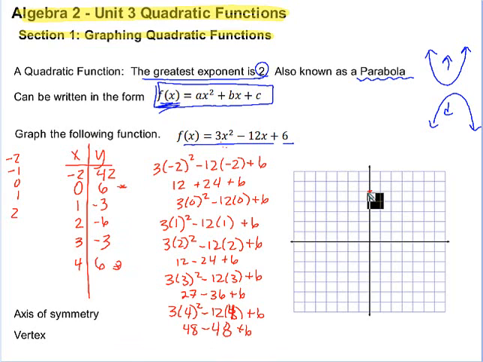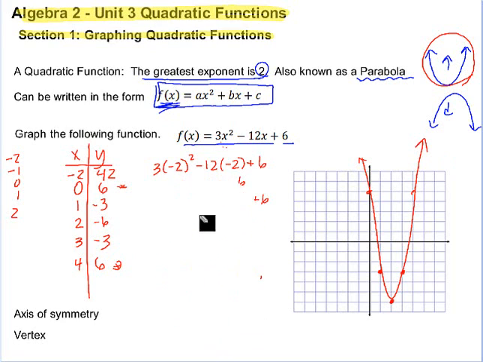So we have the point 0, 6, and the point 1, -3, the point 2, -6, the point 3, -3, and the point 4, 6. So it does look like this parabola right here that's opening up, so we'll go through and we will graph that parabola. So there we graphed it.